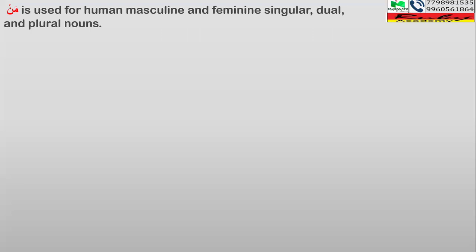So man is used for all, but the condition is it is used only for human beings. It must be a human. Yes, correct. Who? And ma is used only for non-human. There is no condition for gender and number. I have taken this here because you can get man and ma in the Quran as relative pronouns. They are used as questions like what and who, as well as relative pronouns.